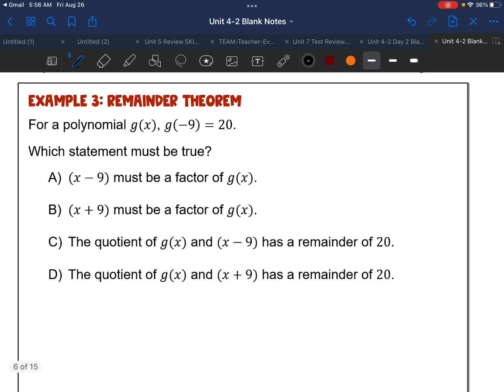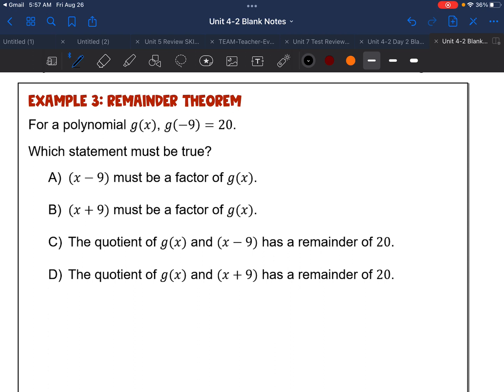So for example 3, it says for a polynomial g of x, g of -9 equals 20. It says which statement must be true, okay? Now, before we even get into the answer choices, we are going to look at the function notation because kids always get tripped up by these types of problems, and I think it's because they read the answers and they get overwhelmed by it, or they're like, well, I know what some of these words mean, but I don't know how to figure out what's true.